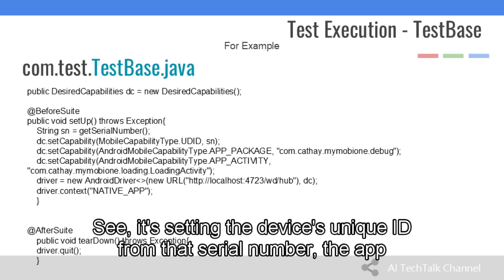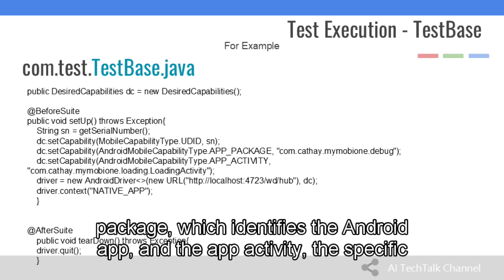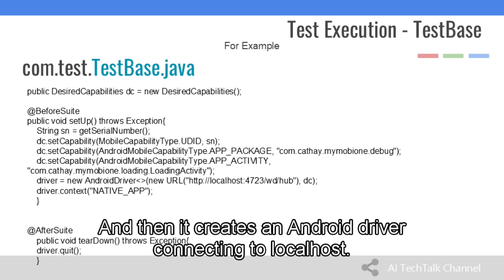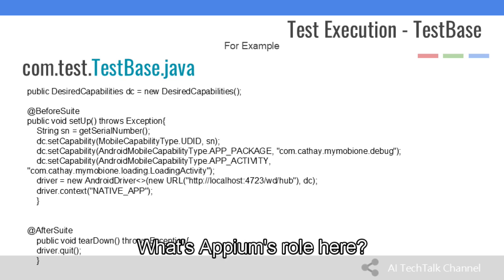See, it's setting the device's unique ID from that serial number, the app package, which identifies the Android app, and the app activity, the specific screen to launch. And then it creates an Android driver connecting to localhost. What's Appium's role here? Right, Appium.